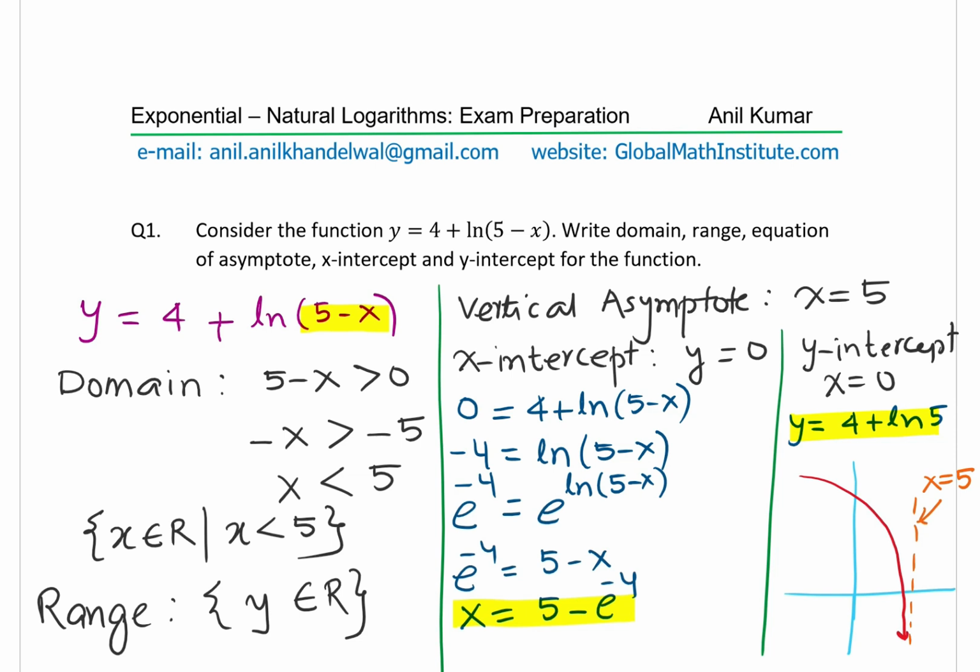We already got the value for x and y intercepts. Those values are known to us. So we can write the y-intercept is this value, and the x-intercept is 5 minus e to the power of minus 4. That is your x-intercept, correct? So that is how you could also sketch the graph. So I hope that makes sense.